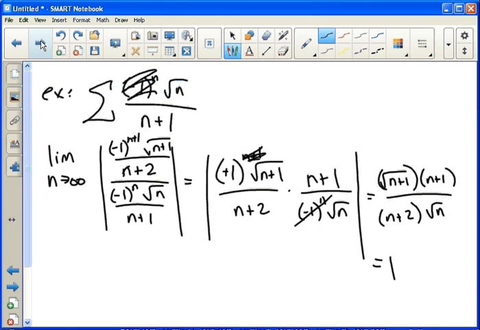So again, on a test or a quiz, if they ask you to use the ratio test, it's completely fine to just answer inconclusive if you get 1 as your limit. But if they just ask you to find if it converges or diverges, you need to try something else. In this case, I would try the alternating series test, and you would actually find that this converges.